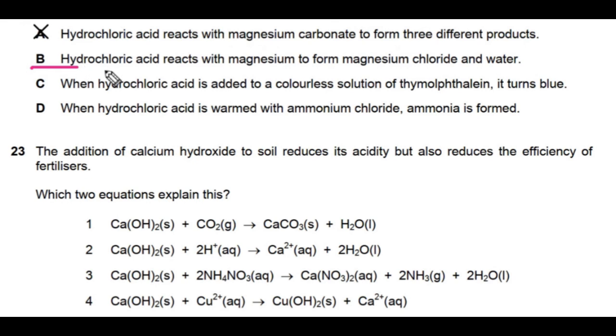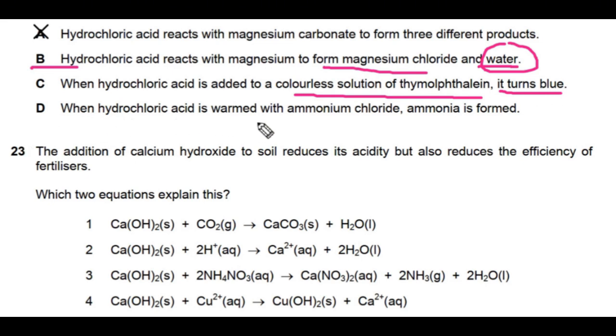Now B, why wrong? Hydrochloric acid reacts with magnesium to form magnesium chloride and water. Not water, hydrogen will form. This is wrong. When hydrochloric acid is added to a colorless solution of thymolphthalein, it is blue. No, thymolphthalein in acid is colorless. This is wrong.